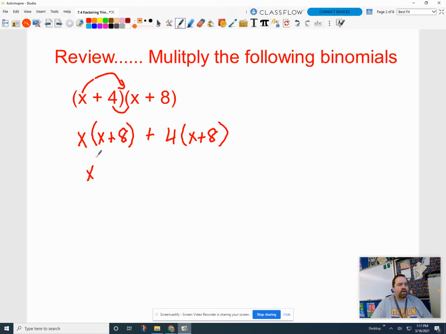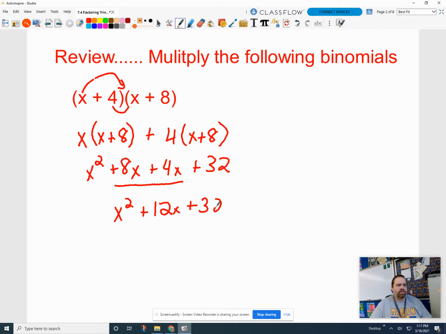So I've got an x squared, an 8x, and then a 4x, and a 32. And if I did this right, the two terms in the middle are going to create a combined middle term, 12x. Okay, so 32 on the end.